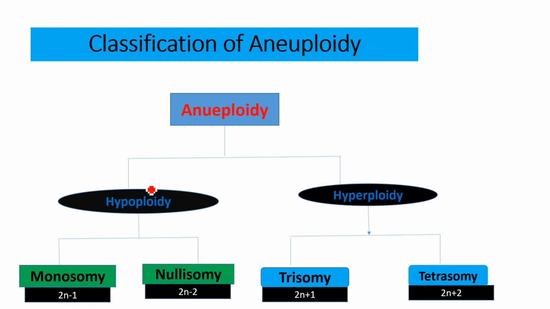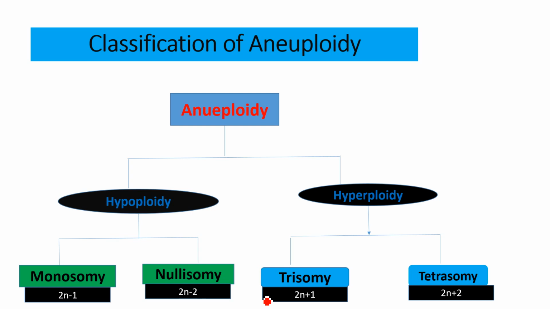Now see here aneuploidy, hypoploidy, then hyperploidy. Here the monosomy condition is 2n minus 1, and nullisomy condition is 2n minus 2, trisomy condition is 2n plus 1, tetrasomy condition is 2n plus 2.